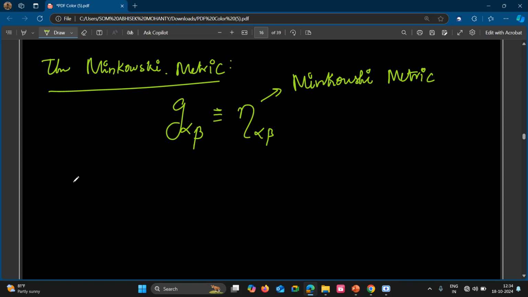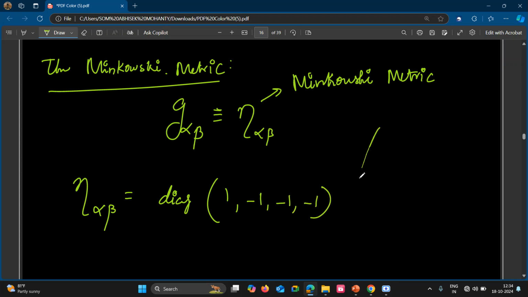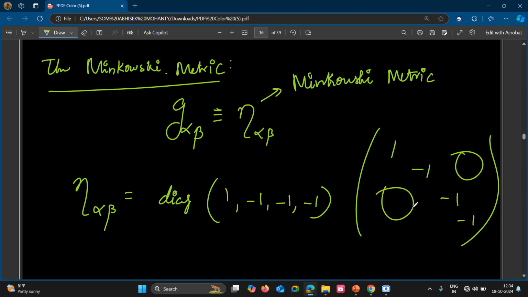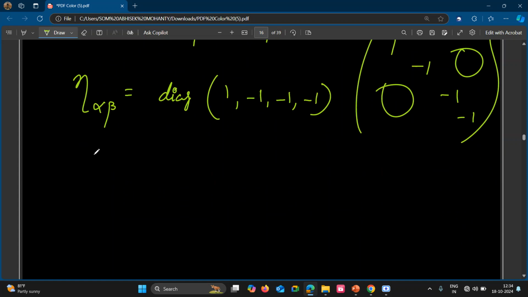So we can write eta alpha beta is equal to diagonal 1, minus 1, minus 1, minus 1. This can be written like this, the one I wrote yesterday, and all of the off-diagonal elements are 0 here. So the magnitude or determinant of eta alpha beta can be written as delta alpha beta, which is 1.